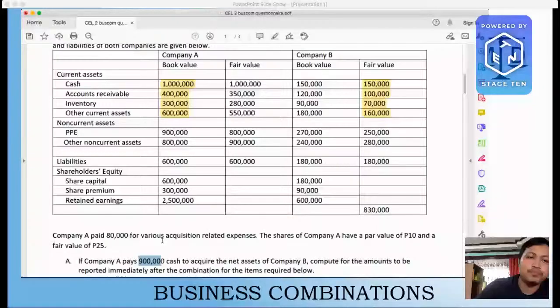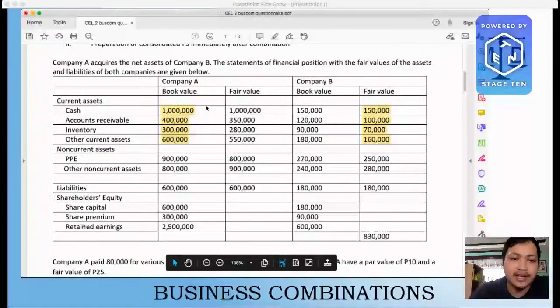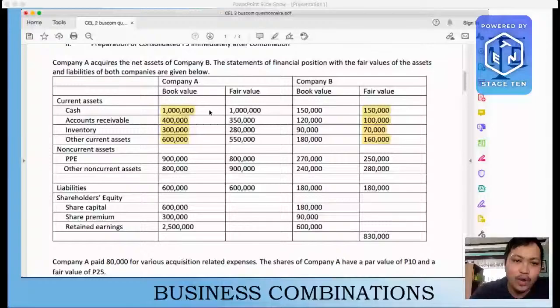Okay? So what's really happening here, class, is that immediately before the combination, company A had cash in the amount of 1 million. But to formalize the combination, class, company A had to pay 900,000. And where will company A get the 900,000? The 900,000 is to be taken from the 1 million. Okay? So the 900,000 would be paid to the owners of company B to acquire the assets and liabilities of company B, who is our acquiree.